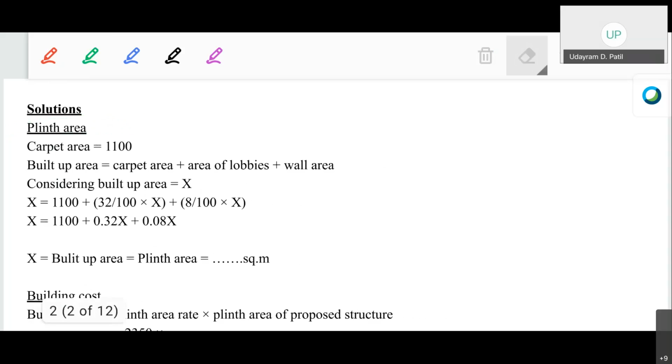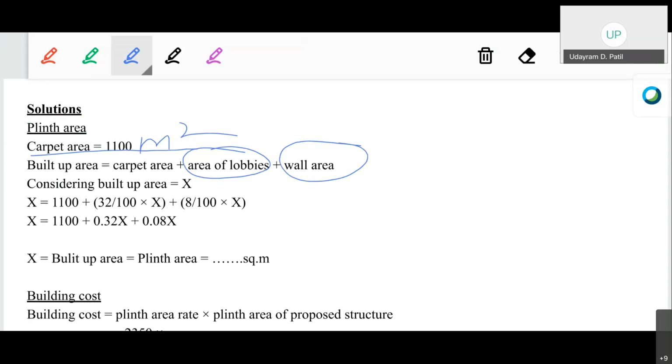As we are already given the carpet area as 1100 square meter, and as we have been told that the area of the lobbies and wall area is 32% and 8%. So as we know, built up area equals carpet area plus area of the lobbies plus area of the wall. So considering the built up area as X, or you can give any annotation to it, PQRS, ABCD, anything.